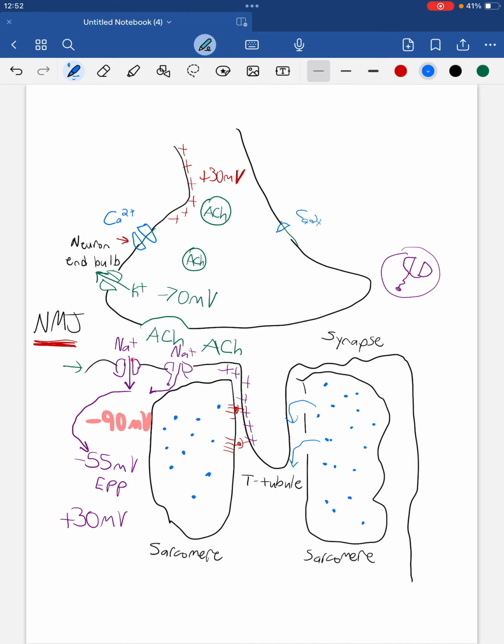Now it can bind to troponin on the actin thin filament, causing a conformational change, which is a shape change. Tropomyosin will move out of the way, and now the myosin binding sites on the actin filament are available for myosin to bind and pull the thin filament in during a contraction. So now a muscle contraction can happen. So that's the basics of how the action potential occurs for a muscle contraction.